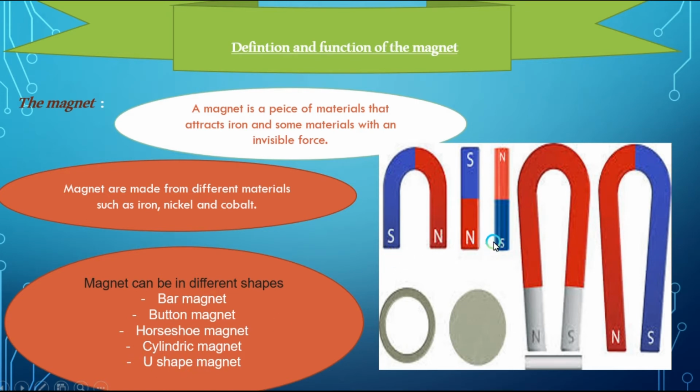The cylindric magnet, this one is a cylindric magnet. Number three is the horseshoe magnet. Those two are called horseshoe magnets. Then we also have the button magnet, and also we have the bar magnet. This is called what? A bar magnet. Okay, and then you need to memorize all of those shapes. Okay, my students, take care. This one is very important.